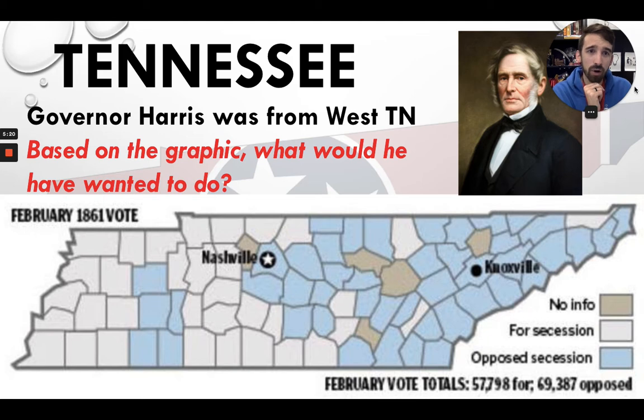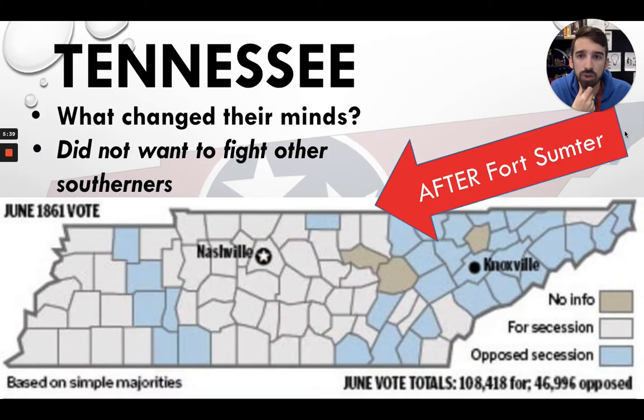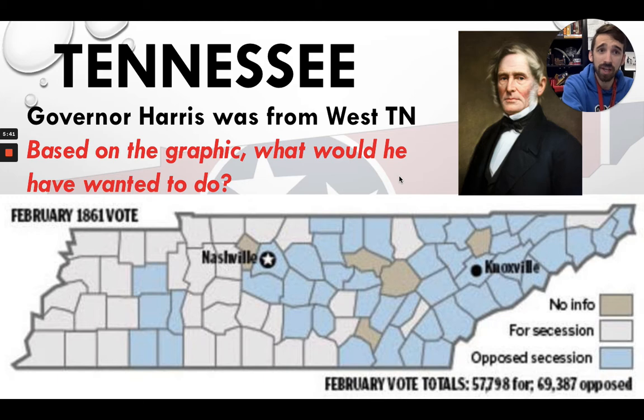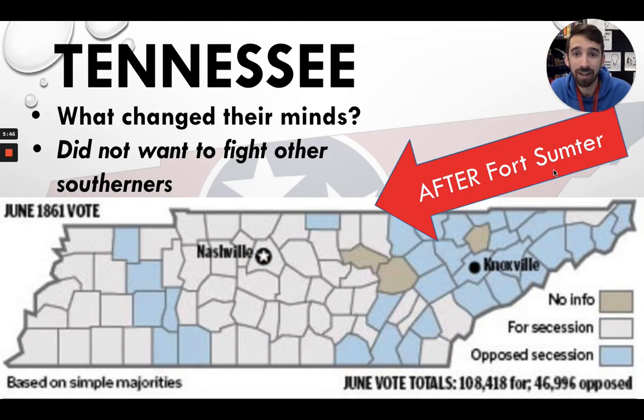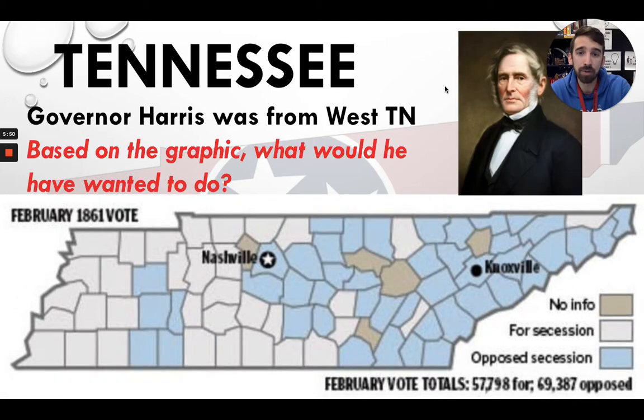So Governor Harris, he's the governor of the state of Tennessee, and he was from West Tennessee. He's from this region. So based on this graphic, what would he have wanted to do? Would he want to secede or would he want to stay in the Union? All right, so yeah, he is going to want to secede. So this next picture I'm going to show you is another vote from June. This is after the Battle of Fort Sumter. This map is before, this is after.